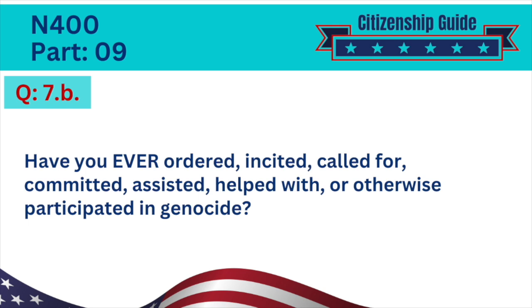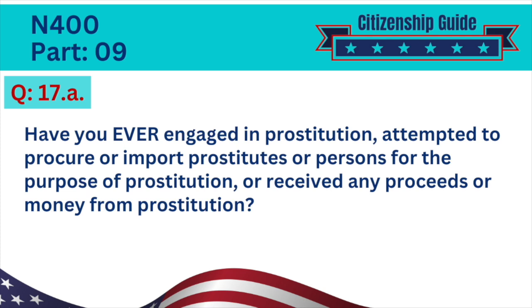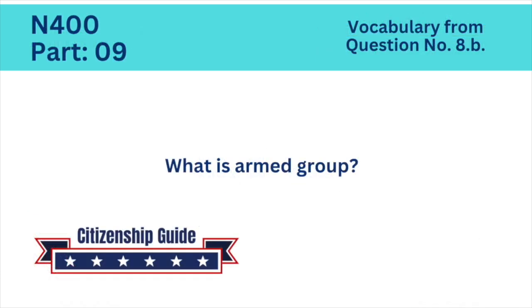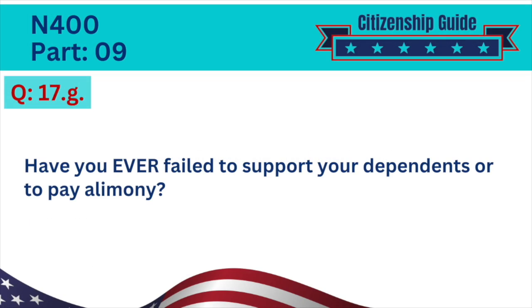Have you ever ordered, incited, called for, committed, assisted, helped with, or otherwise participated in genocide? No. Have you ever engaged in prostitution, attempted to procure or import prostitutes, or persons, for the purpose of prostitution, or received any proceeds or money from prostitution? No. What is armed group? A group that carries weapons. Have you ever failed to support your dependents or to pay alimony? No.